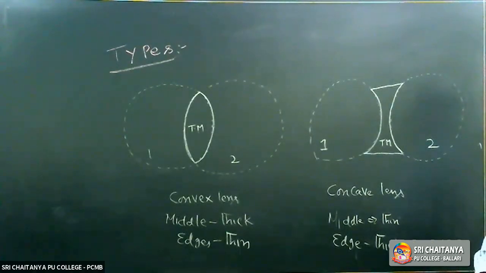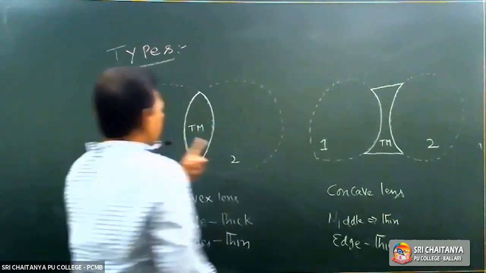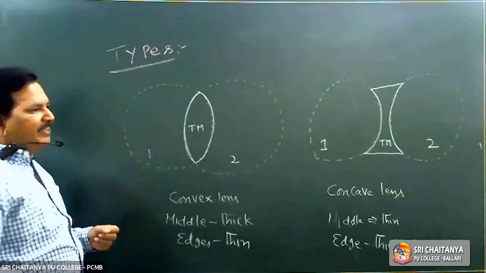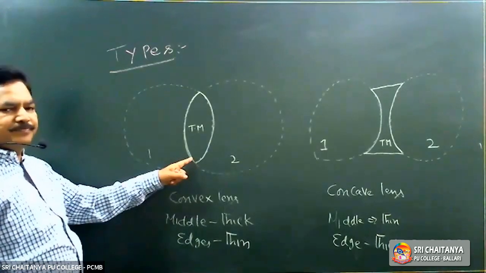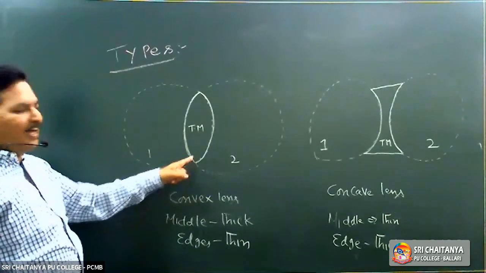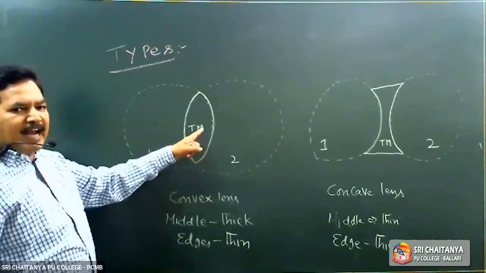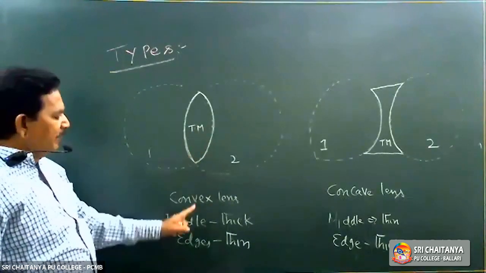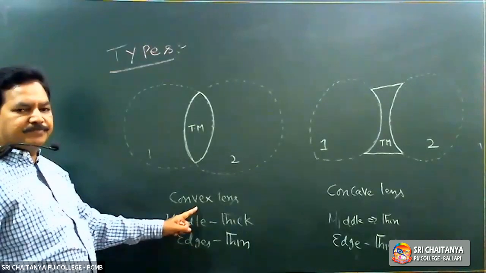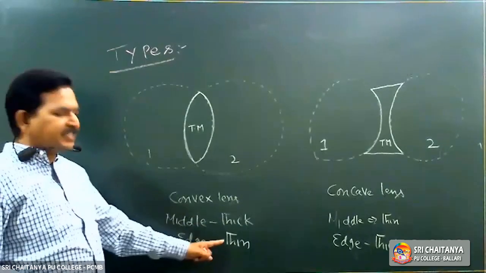How to understand the convex lens and the concave lens? Two spheres, imagine, of radii R1 and R2. They are intersecting with each other. The area where they intersect with each other is filled by the transparent medium. That will become the convex lens. The middle part is thick. Near the edges, it is thin.